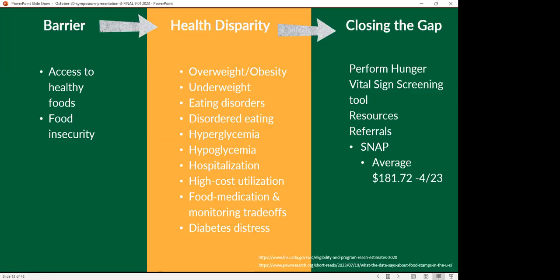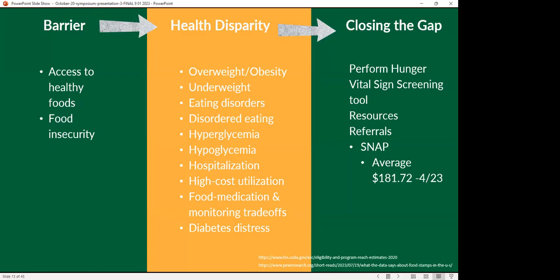And I would like to say that about 34 million Americans in 2021 had food insecurity. And about 20% of people with diabetes also had food insecurity. And that was according to feedingamerica.org.